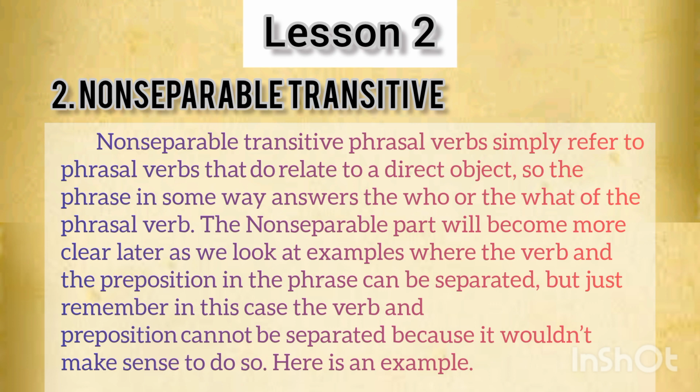The second phrasal verb type is non-separable transitive. Non-separable transitive phrasal verbs simply refer to phrasal verbs that do relate to a direct object, so the phrase in some way answers the who or the what of the phrasal verb. The non-separable part will become more clear later as we look at examples where the verb and the preposition in the phrase can be separated, but just remember in this case the verb and preposition cannot be separated because it wouldn't make sense to do so.